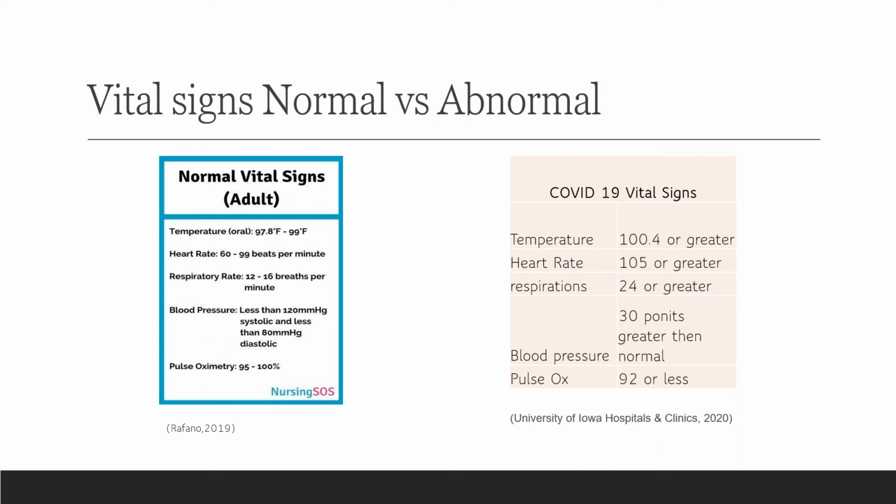Again, when we're looking at respiratory rates, 12 to 16 breaths per minute, up to even 20 respirations per minute is pretty normal for an adult patient.